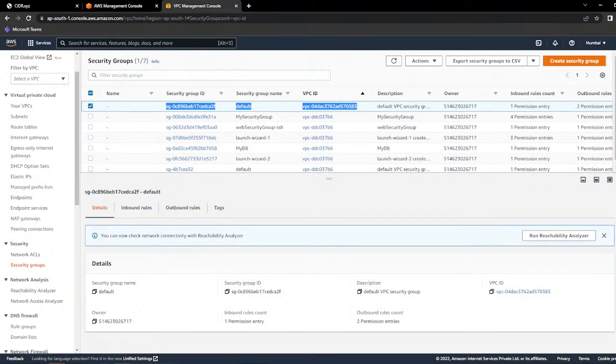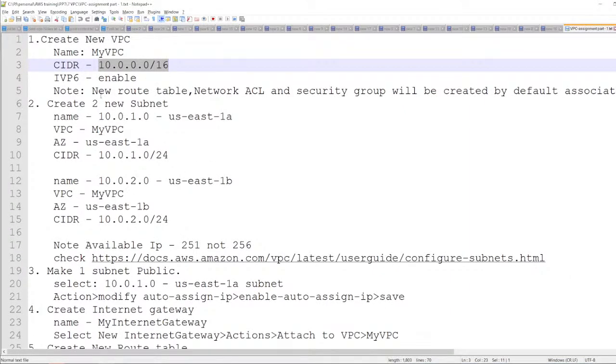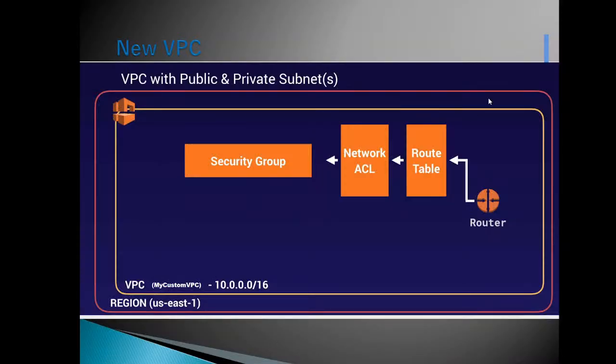So what are the components created by default when we create our own VPC? A route table was created, NACL was created, and security group was created. I have shown in the diagram as well. So when we create a VPC, these are the default components created: route table, NACL, and security group.